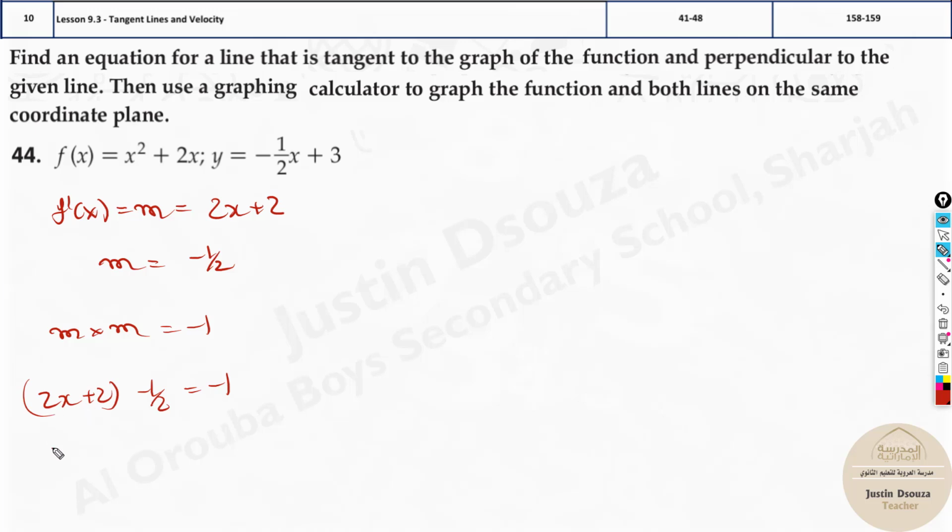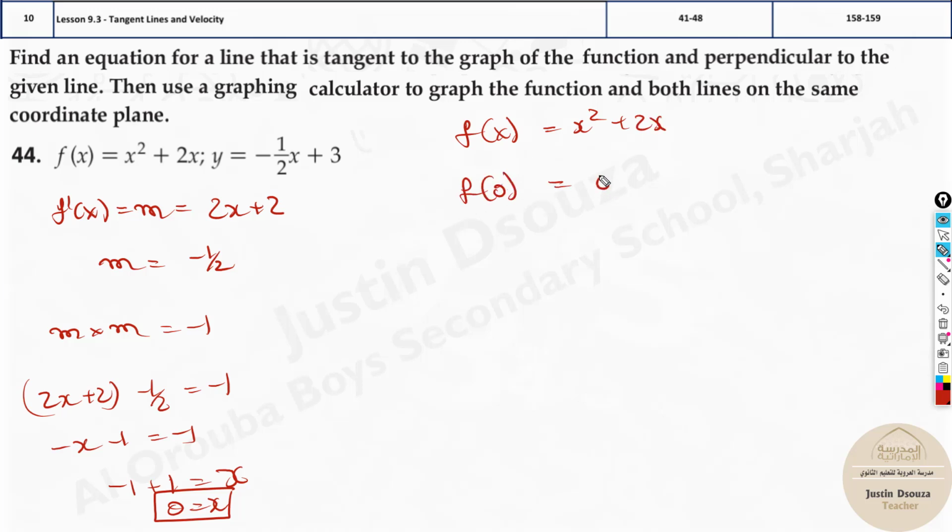So here you multiply this, it will be -x minus 1 is equal to -1. I'll take x to the other side, and this 1: it will be -1 plus 1 is equal to x, or 0 is equal to x. So I found the x value of the tangent line. Wherever this is, the x value is the same and the y value also will be the same, because the tangent line will intersect this given function. So I will substitute in this function: instead of x squared plus 2x, I take x as 0 and find 0 squared plus 2 times 0. So y is equal to 0. This is the x and y values of the tangent line.